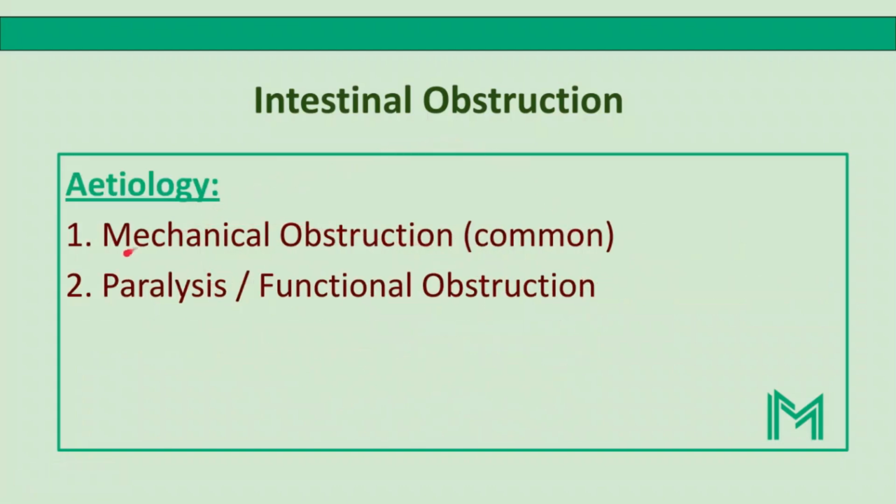So we have seen and understood that mechanical obstruction and paralysis are the two major reasons why we have intestinal obstruction. But it is important to note that among these two, causes that fall under mechanical obstruction are the most common. They are the most common reason why patients will come with intestinal obstruction. But let's tackle the less common one first, that is paralysis or functional obstruction.